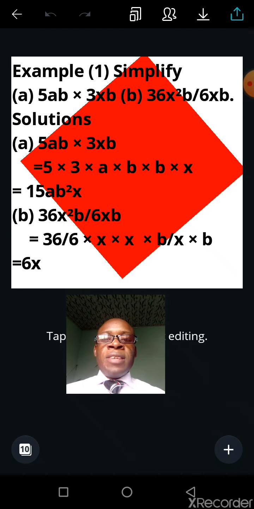B, 36x squared b all over 6xb. Here we divide numbers by numbers and divide letters by letters. We have 36 divided by 6 times x times b divided by x times b. 6 will divide 36 to give you 6. The x down will cancel one x up, remaining one x up. The b down will cancel the b up. There's no other b, so you are left with x. You now have 6x.